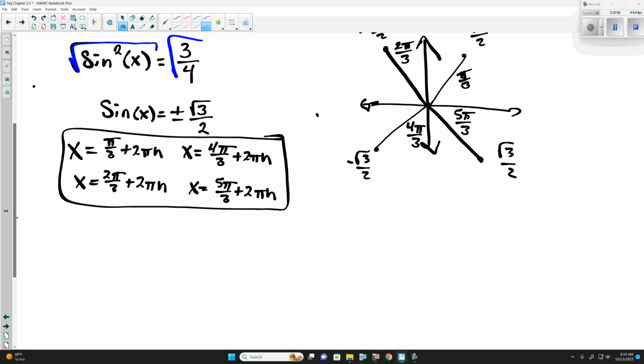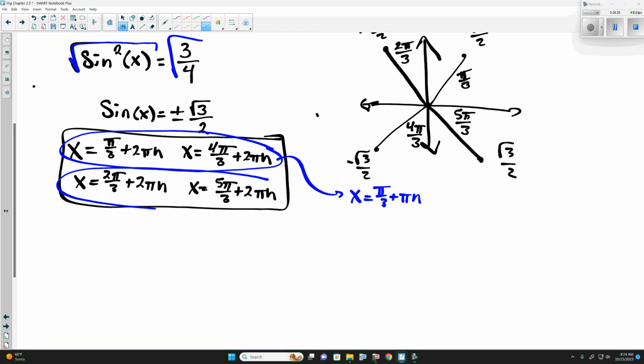So all four of those are solutions for this here. Questions on this here? Now, because we do have this positive, negative, both sides work, we can actually convert these top two to x is equal to pi over 3 plus pi n, and we can convert the bottom two to x is equal to 2 pi over 3 plus pi n, because we're jumping from one to the other. Questions on this here?